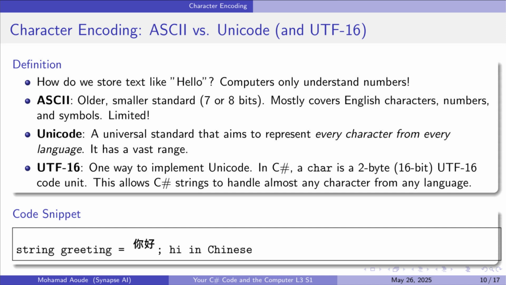How do we store text? In older ASCII, each character fits in 1 byte, but that only covers basic English. Unicode aims to represent every character in every language. In C#, each char is a 2-byte unit using UTF-16, so strings can hold virtually any international text. Understanding encoding is vital when you read or write text files across different systems.